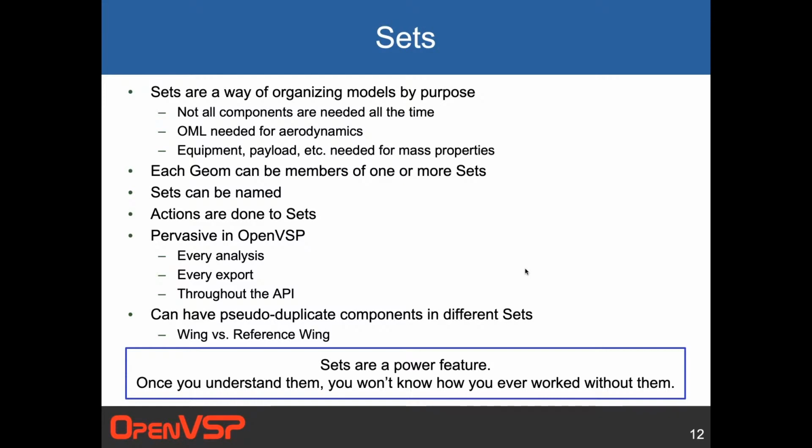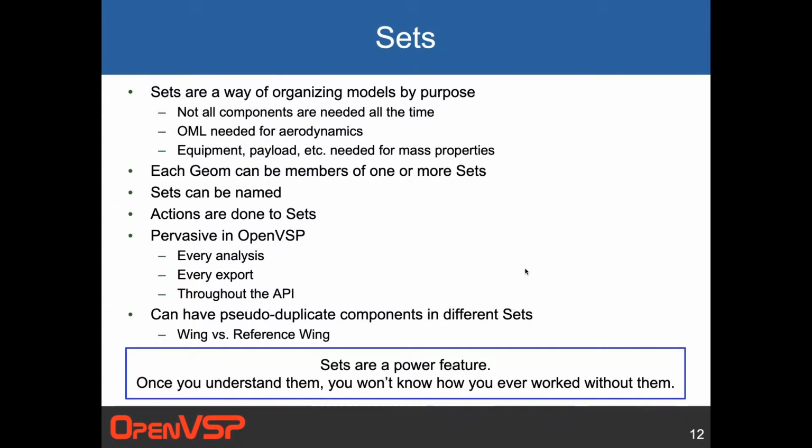And one of the ideas of this is not all the components are needed all the time. The outer mold line, the OML, is needed for aerodynamics, but if you have a passenger inside or radio or an engine represented internal to the airplane, then you don't need to represent that in the OML set. And so since you're doing different purposes, when you're doing aerodynamics, you need one set of components. But if you're doing mass properties, then you may need the equipment and the payload and those things that are internal. Different sets for different purposes. Any geom can be a member of more than one set. Sets get names, so you can name it by that purpose. You can call one the aerodynamics set and another one the mass properties set.